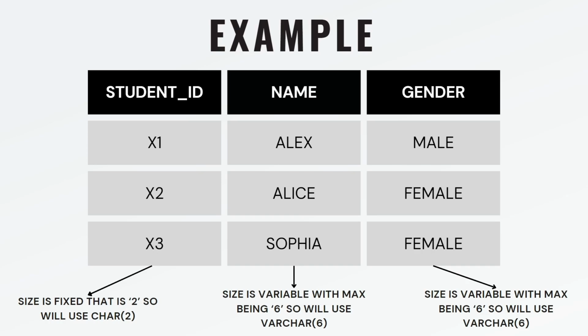Similarly for the gender column, you can see that there are male and female. So the length is changing. So again we have to use VARCHAR. And what is the maximum length here? It's for female, so that is 6. So we will use VARCHAR(6).